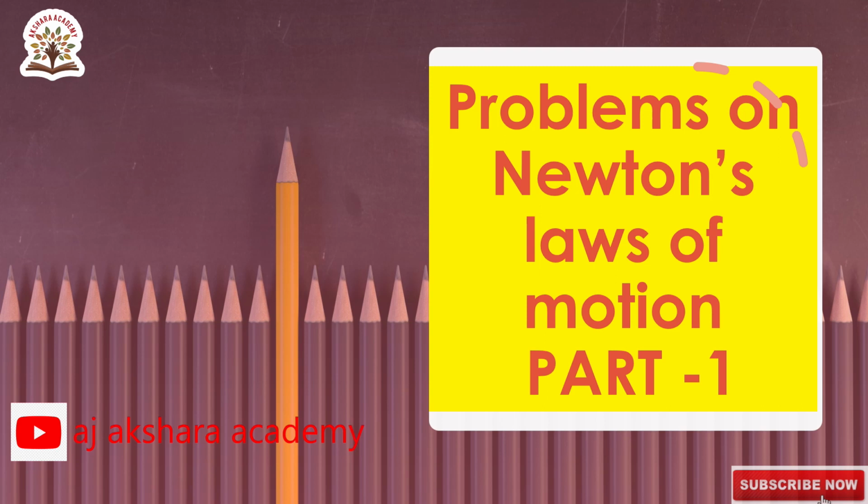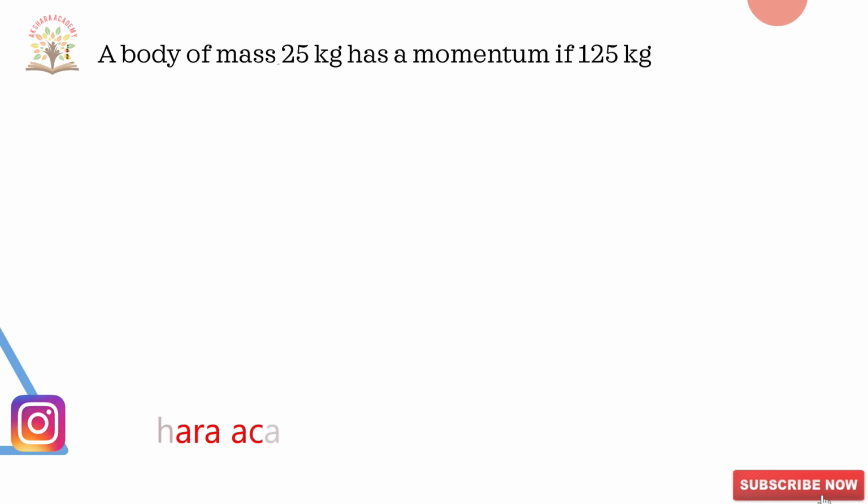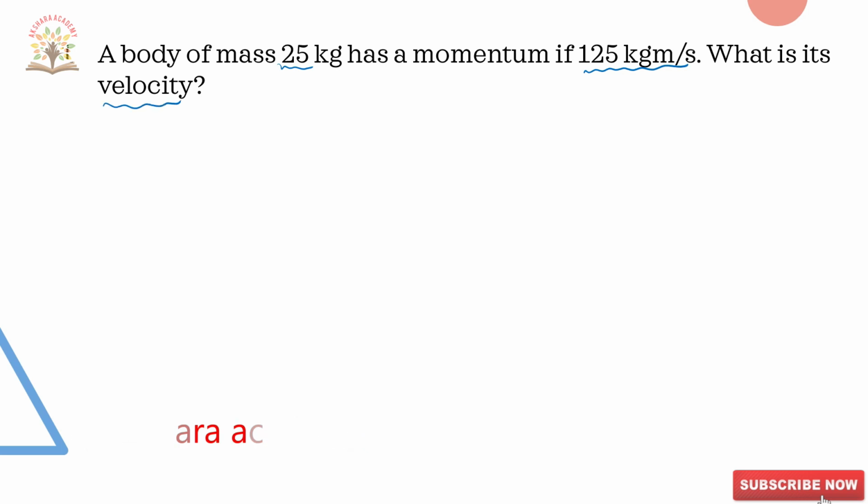Okay, let us go to today's session, problems on Newton's laws of motion part 1. Go to the first question. A body of mass 25 kilogram has a momentum of 125 kilogram meters per second. What is its velocity? Here they given mass 25 kilogram and momentum 125 kilogram meter per second. Here you have to calculate its velocity. Let us go to the solution.